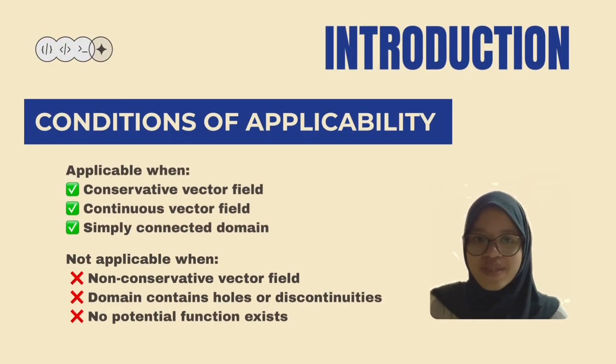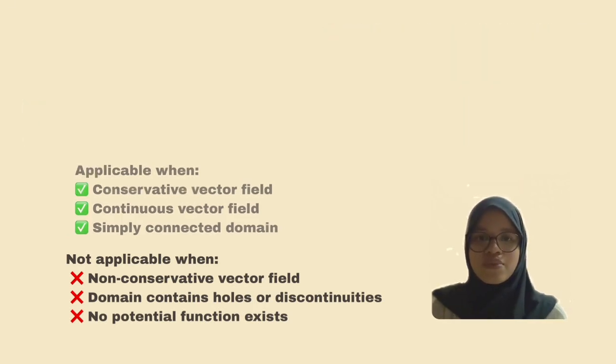Lastly, there are the conditions of applicability of the line integrals. A line integral can be applied when the vector field is conservative, continuous, and defined on a simply connected domain. However, it is not applicable when the vector field is non-conservative, the domain contains poles or discontinuities, or when no potential function exists. These conditions are important because they determine whether certain theorems, such as the fundamental theorem of line integrals, can be applied to simplify the calculations.